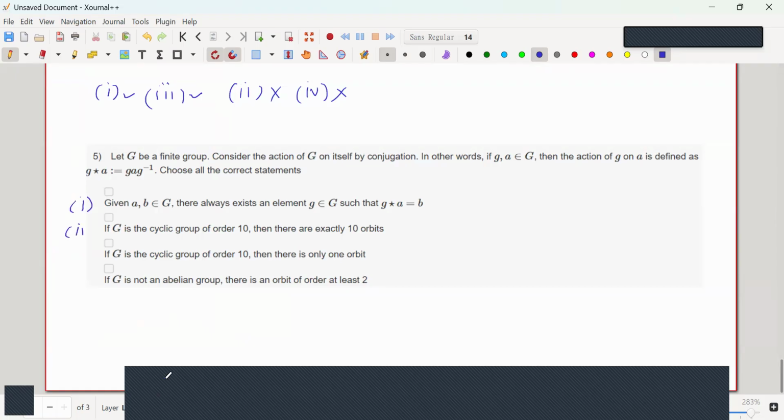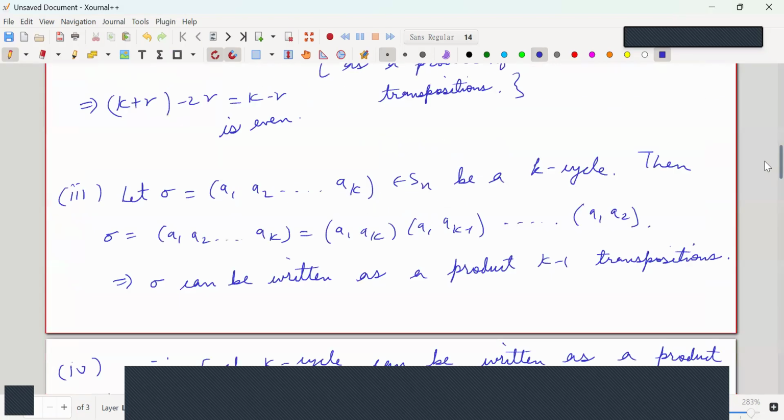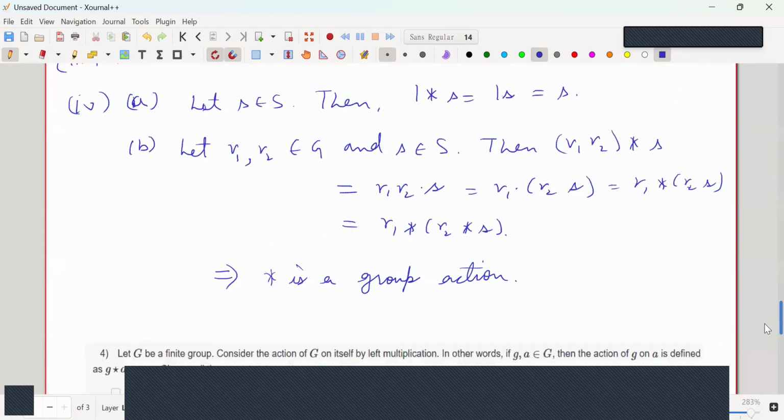So if I take a to be the identity, then the whole orbit will just be the identity. So I can't find some g such that g star a equals b. Okay. So the orbit of identity is a singleton set, right?